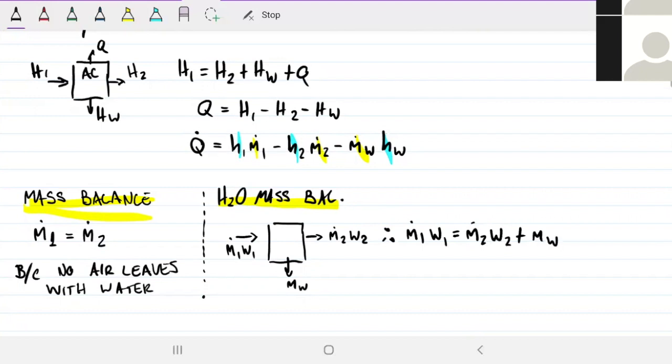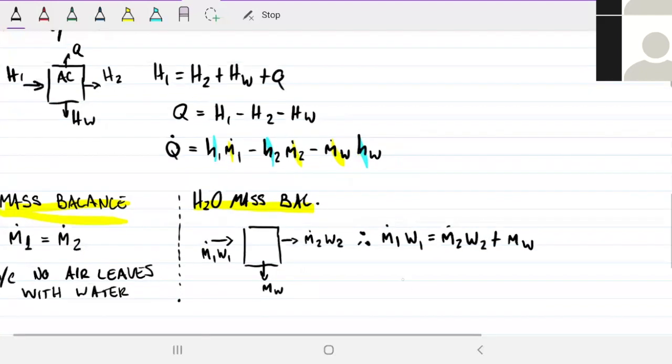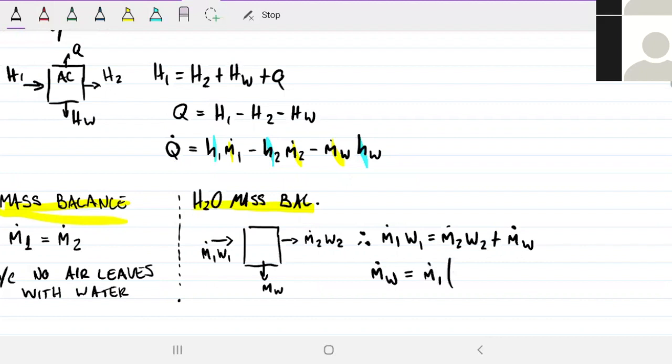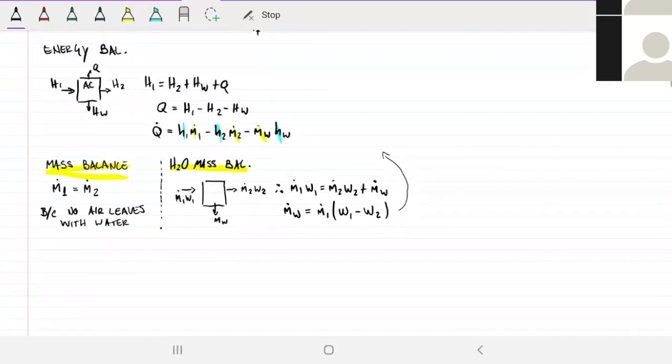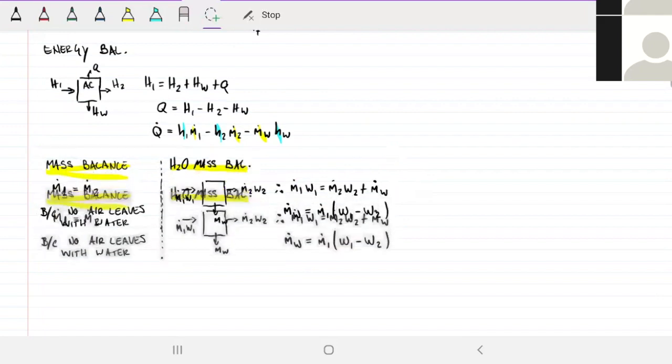Okay, if m1 and m2 are the same, that means my mass flow rate of water equals my mass flow rate 1 or 2, doesn't really matter, times omega 1 minus omega 2. So I can do this over there. And I'm going to push these guys downward so we can just continue calculating again. This is one of the perks of not using a paper-based thing.